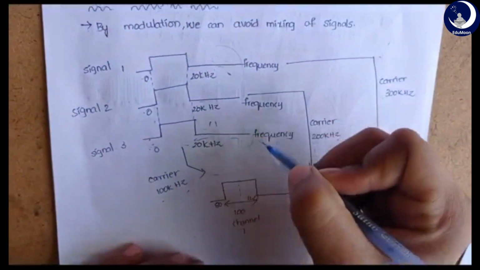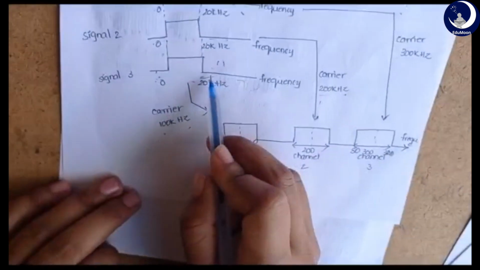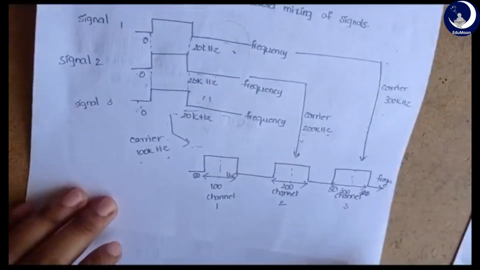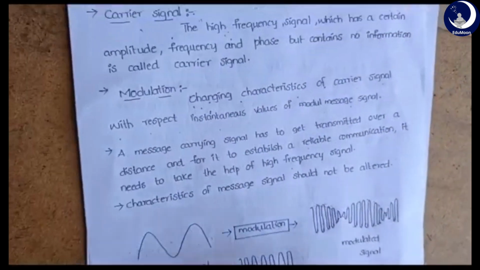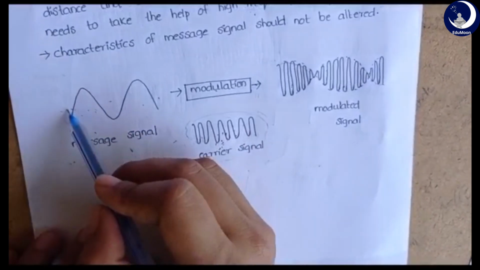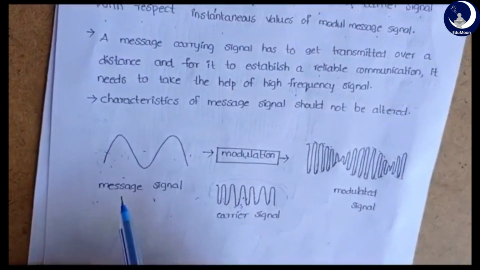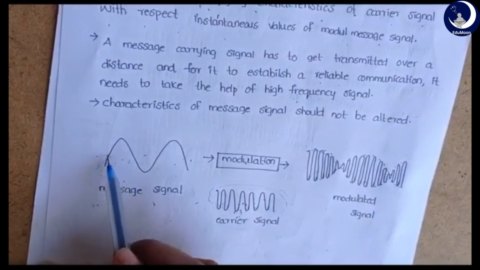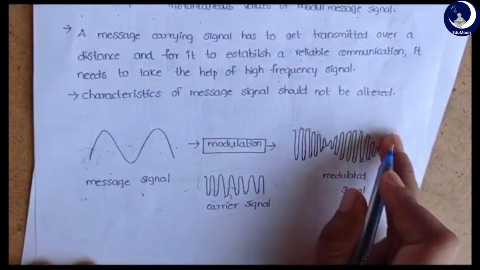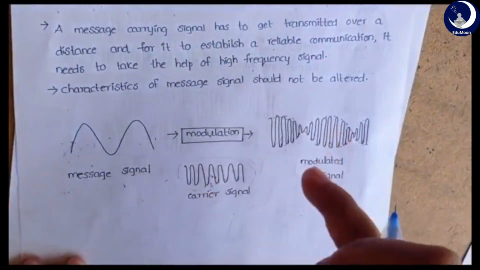So in order to avoid that, we use modulation. How? We will be modulating this signal with 100 kilohertz, this with 200 kilohertz and this with 300 kilohertz. All the transmitters are sending signals of the same frequency, but we change the carrier signal. So one modulated signal will be getting 100 kilohertz, another one will be getting 200 kilohertz and another one will be getting 300 kilohertz.